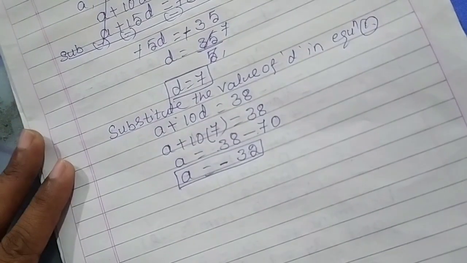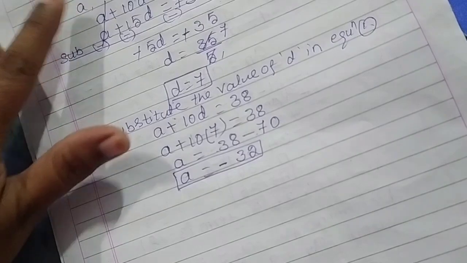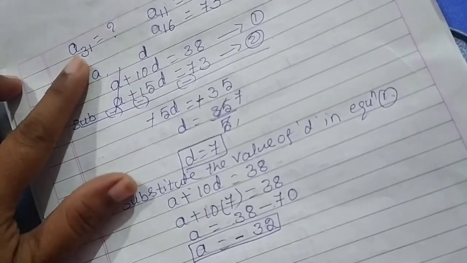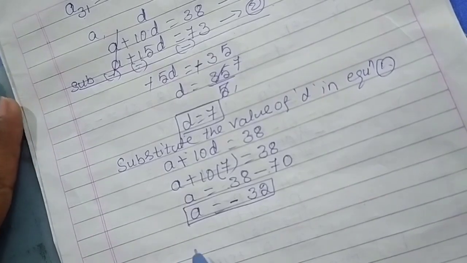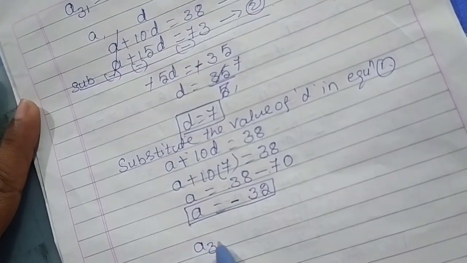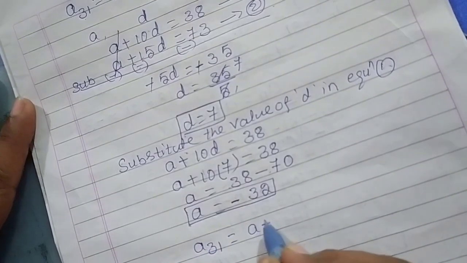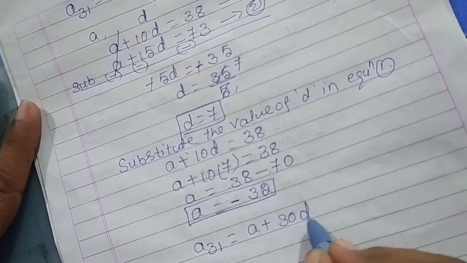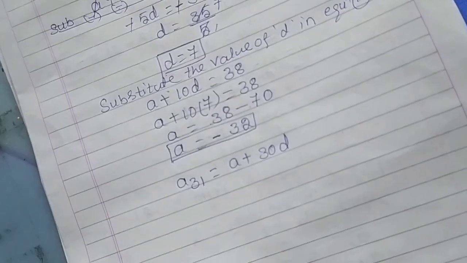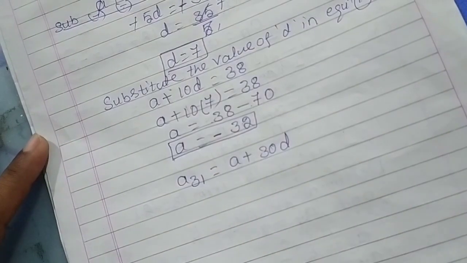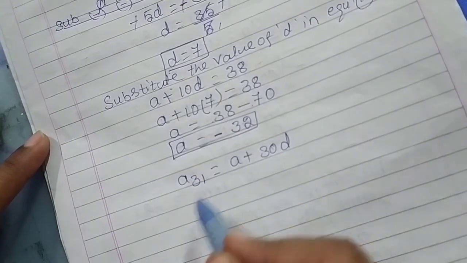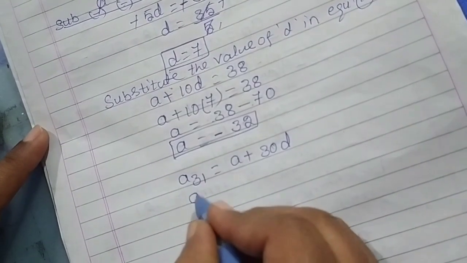So now what we have to find? We have to find the 31st term. Directly we can write A31 as A plus 30D. Otherwise, by using the formula to find the nth term of an AP, A_N is equal to A plus N minus 1 into D, we can also solve it.